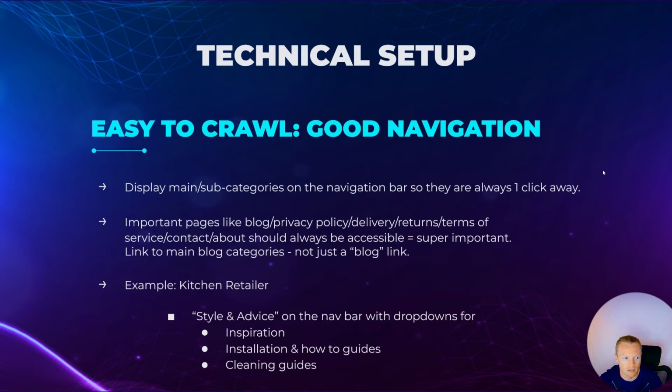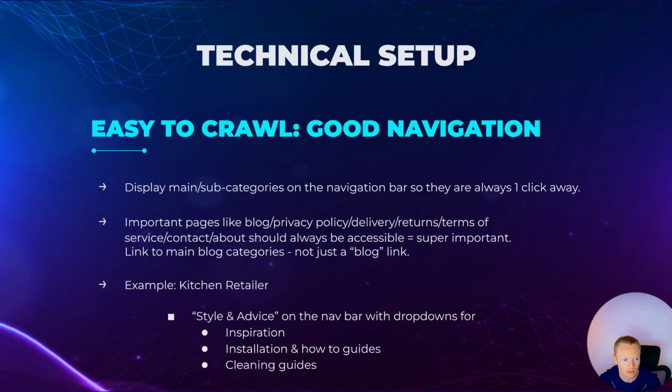Next, we want to obviously look at good navigation. To a lot of you, this is fairly obvious. Our main categories and subcategories, like the most popular ones, we want accessible on the navigation bar. So they're always one click away from wherever you are on the site. It shows to Google that they're important because they're linked to from everywhere.